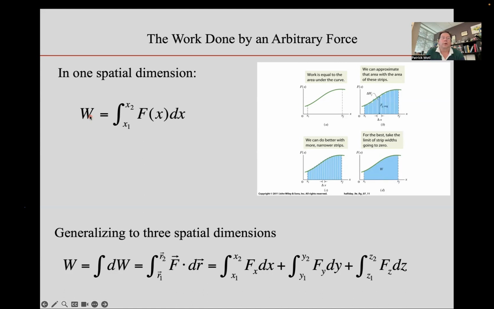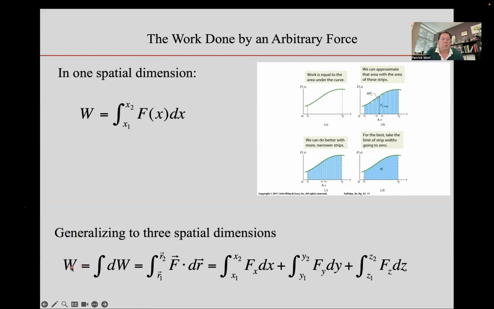So the work over an interval from x1 to x2 is the integral of the force over dx. So integrate the function F of x with respect to x, starting from x1, ending at x2. That's what we mean by work. That is true in general. It doesn't require any special symmetry for the force, doesn't have to be constant, doesn't have to be a fixed direction, could be anything. And we live in a three-dimensional world, so how do you extend this to three spatial dimensions?